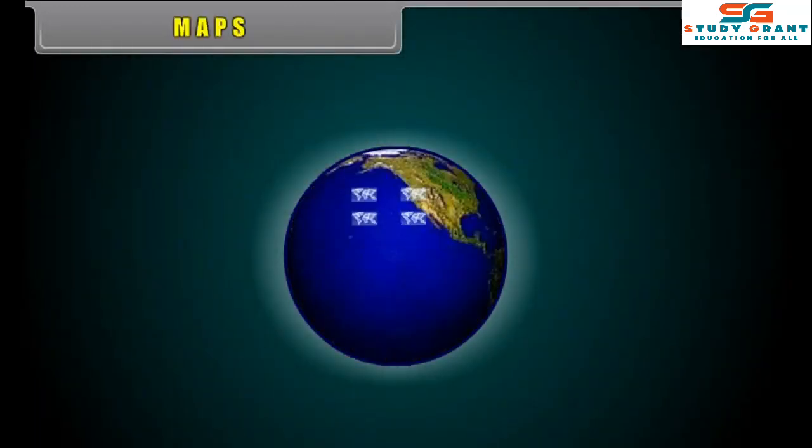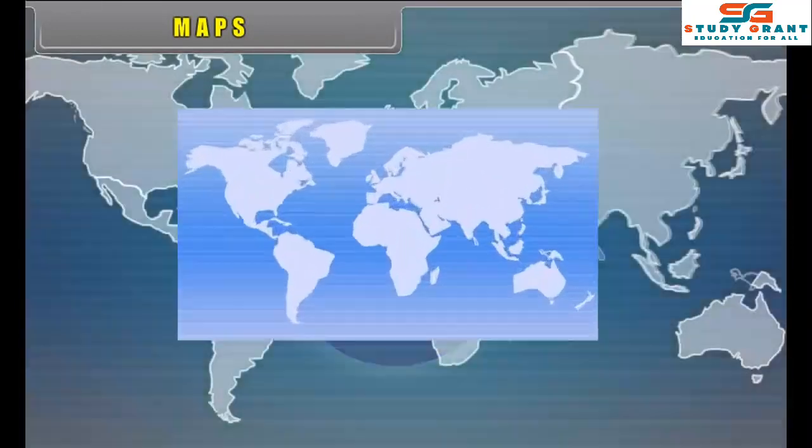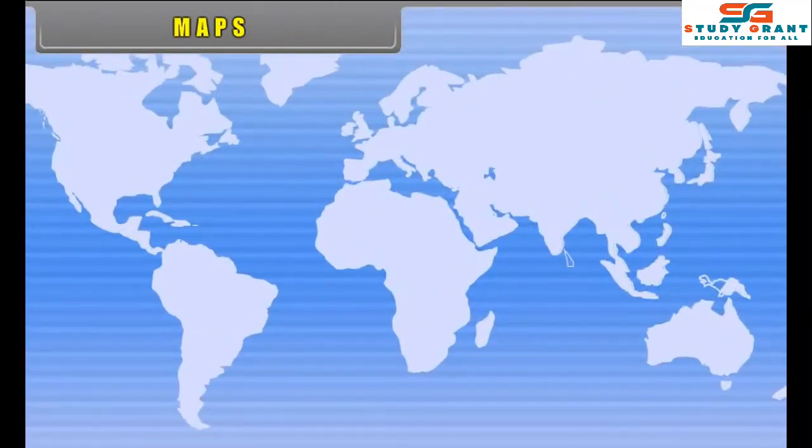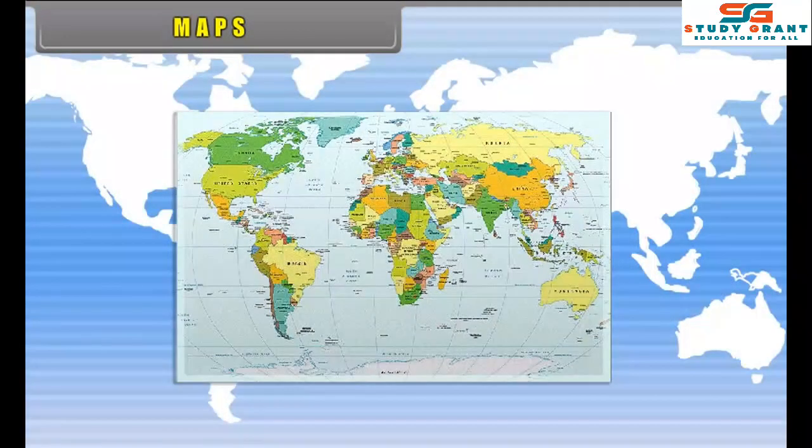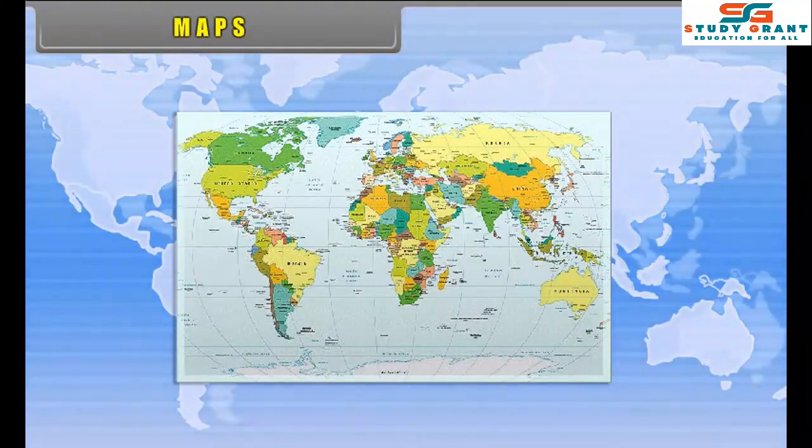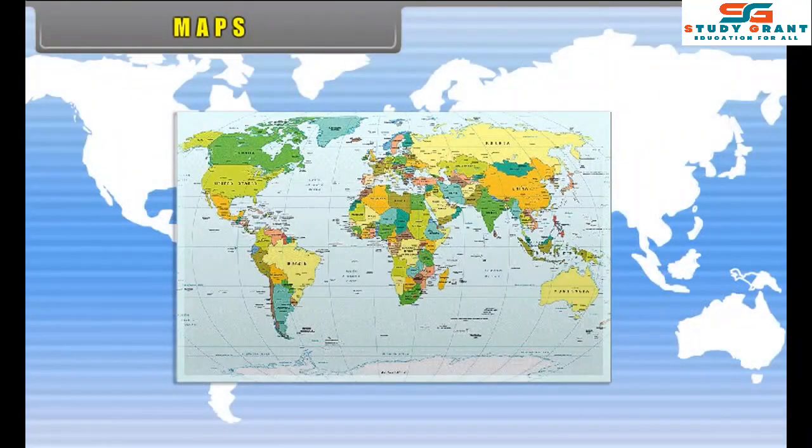Maps. The distribution of various phenomena or features on the earth are usually represented on maps which show the whole world or a part of it.